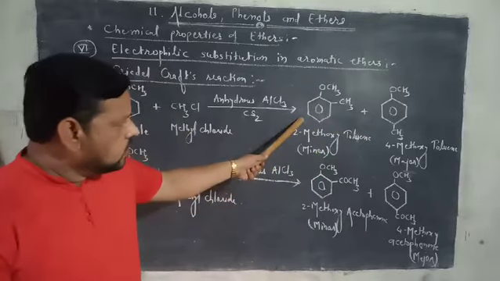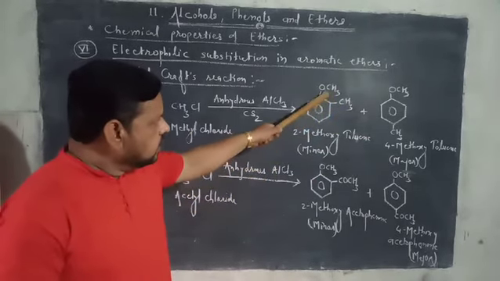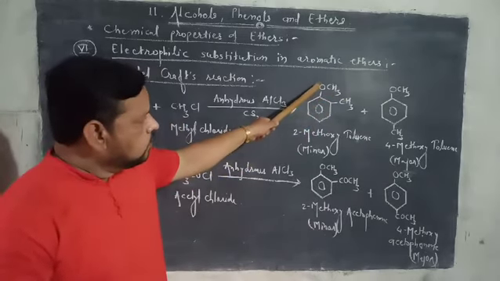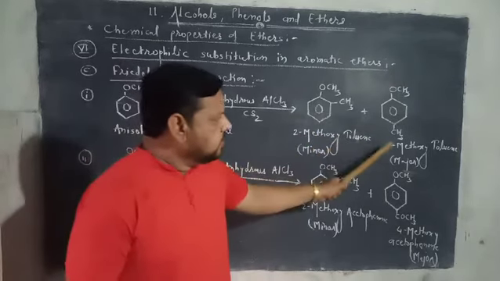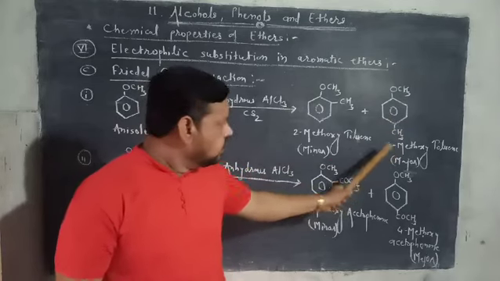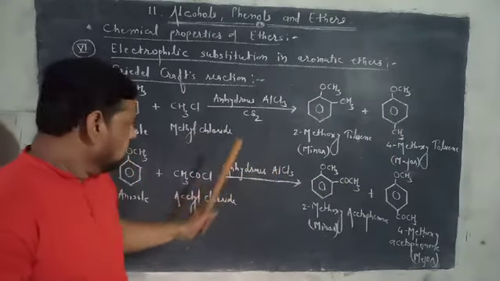This ortho product is 2-methoxytoluene. This portion is the toluene, and this is the methoxy group. Okay, hence 2-methoxytoluene, and it is 4-methoxytoluene. This para product is the major product, and the ortho product is the minor product.